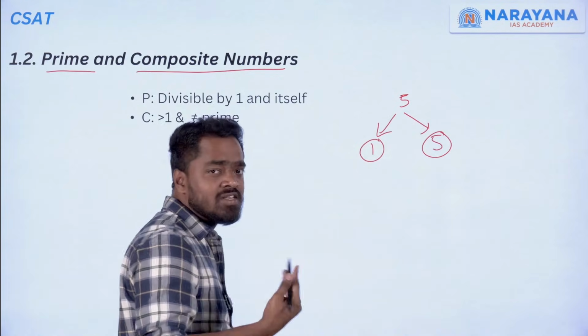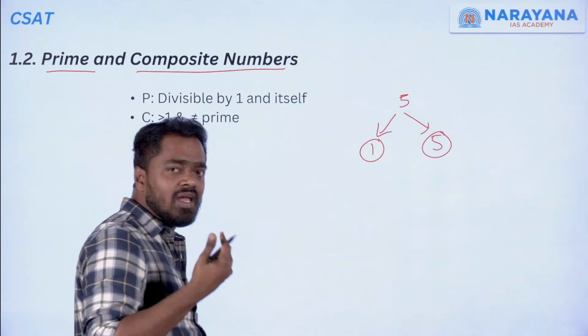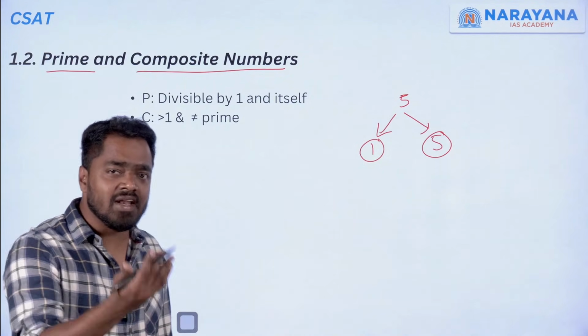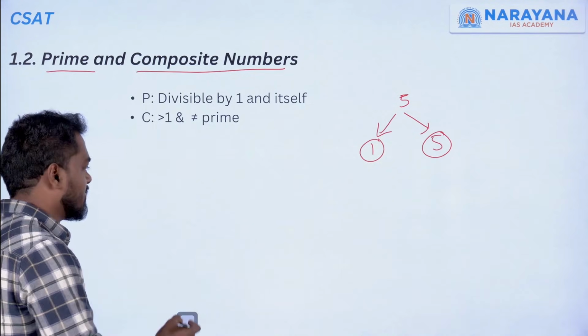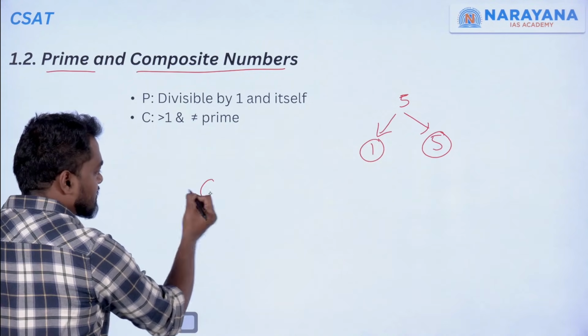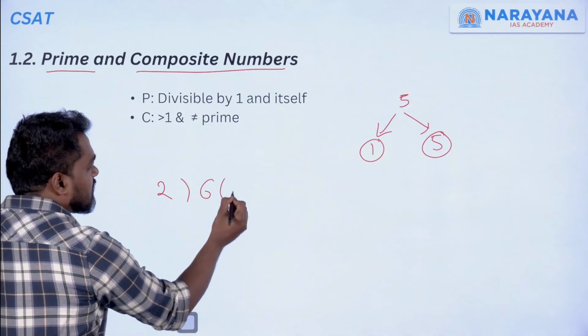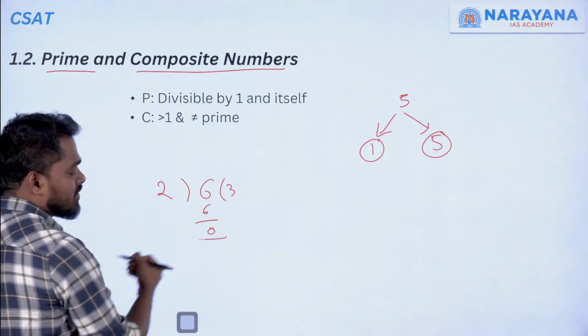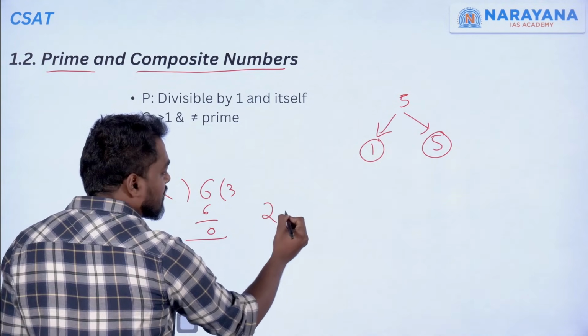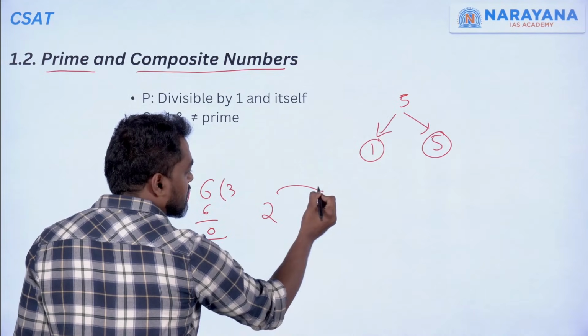So what is a factor? A factor is nothing but any number that divides another number without leaving any remainder. For example, there is 6. 2 divides 6, 2 threes are 6, the remainder is 0. So that means 2 is a factor of 6.